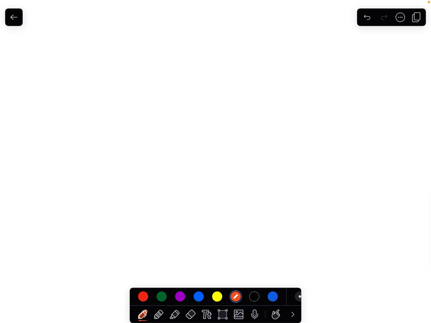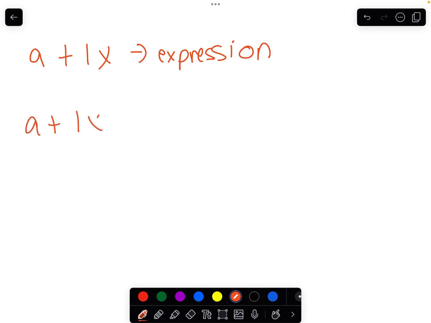An algebraic expression does not have an equal sign, and that's simply the easiest way to remember what an expression is versus an equation. So if I write a plus 1x, that's an expression. There's no equal sign. But if I say a plus 1x equals 3, that's an equation. So think equation, equal sign.